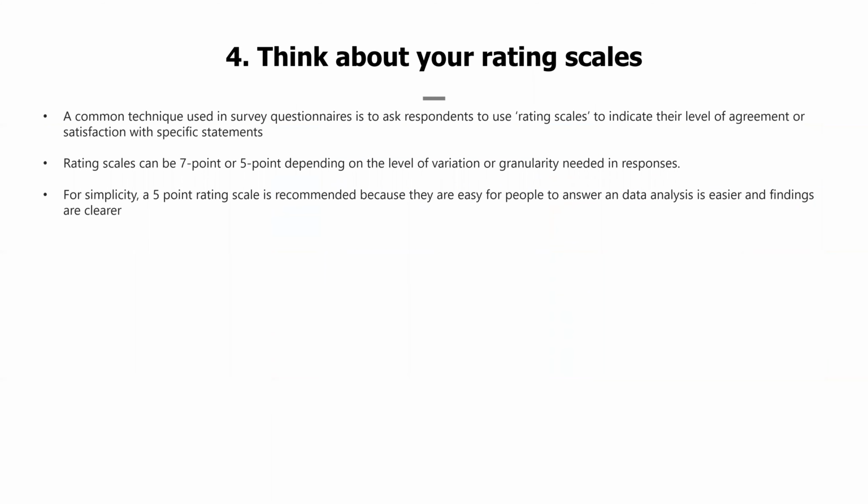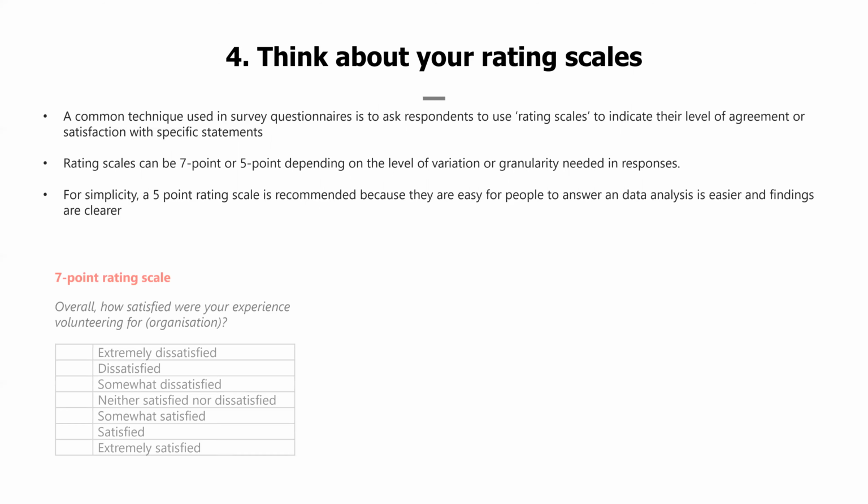The next thing that you would think about is the rating scales. And they're one of the most common techniques in surveys, and they're used to measure things like agreement or satisfaction. Rating scales can generally be a 10, a 7 or a 5-point scale, depending on the level of detail you need within your responses. While we would often use a 7-point scale for more complex surveys, if you're conducting your own survey, we'd probably recommend using a 5-point scale, just because these are easy for respondents to interpret and they're also easier to analyse from a data perspective.